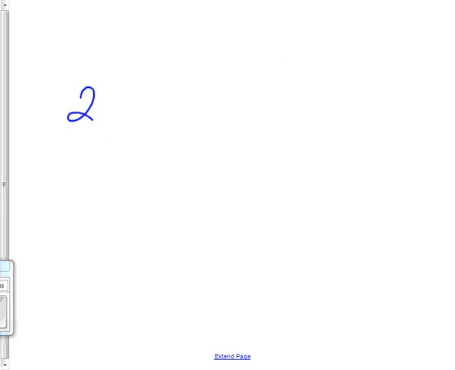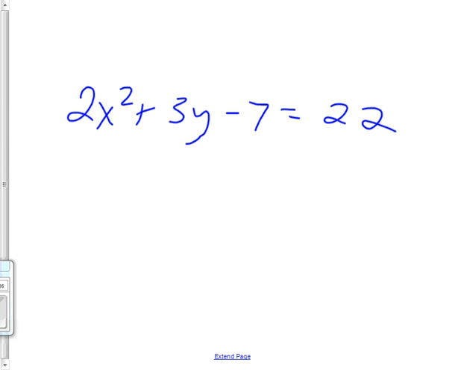Sometimes they're going to be like this, 2x squared plus 3y minus 7 is equal to 22. What's the y-intercept? Do you just see it? I bet you don't. But if you just follow what I just told you a second ago, it'll be easy. To find the y-intercept, what are you going to do? No, just finish the sentence. To find the y-intercept, you set x equal to 0. Put a 0 right there.